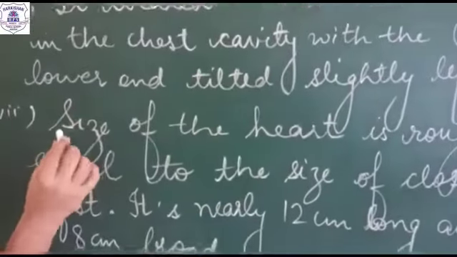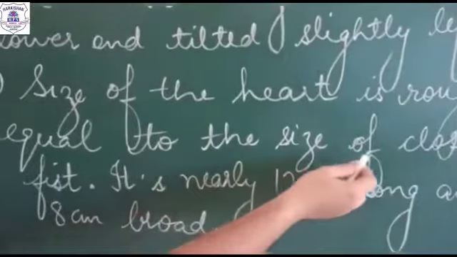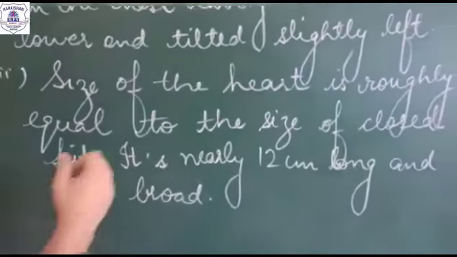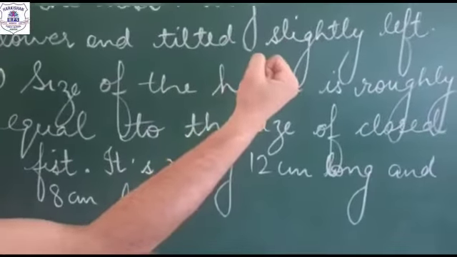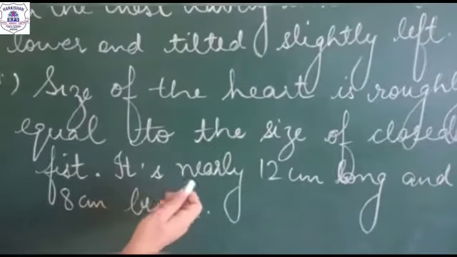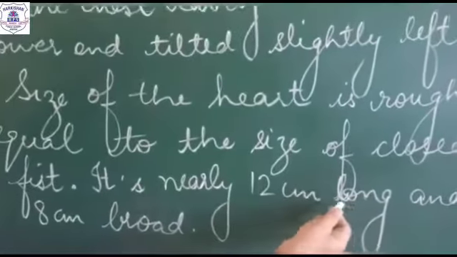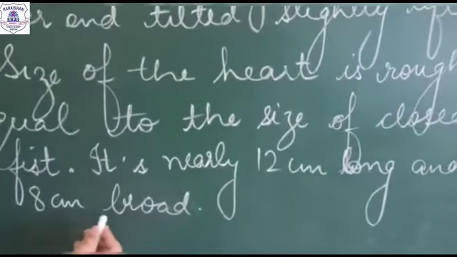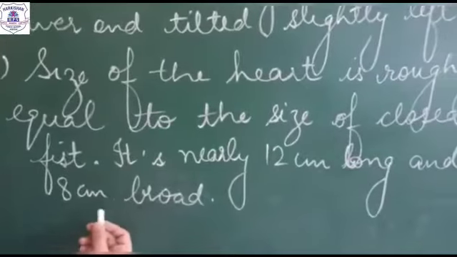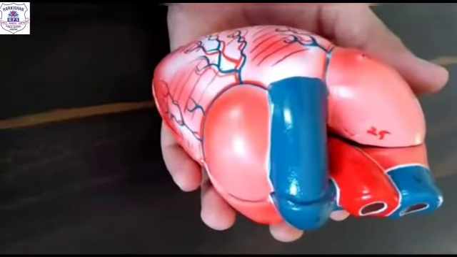Next is its size. The size of the heart is roughly equal to the size of a closed fist. You can see this closed fist, the heart size is like this only. Next is its actual length and breadth. It's nearly 12 centimeter long, and 8 centimeter broad.